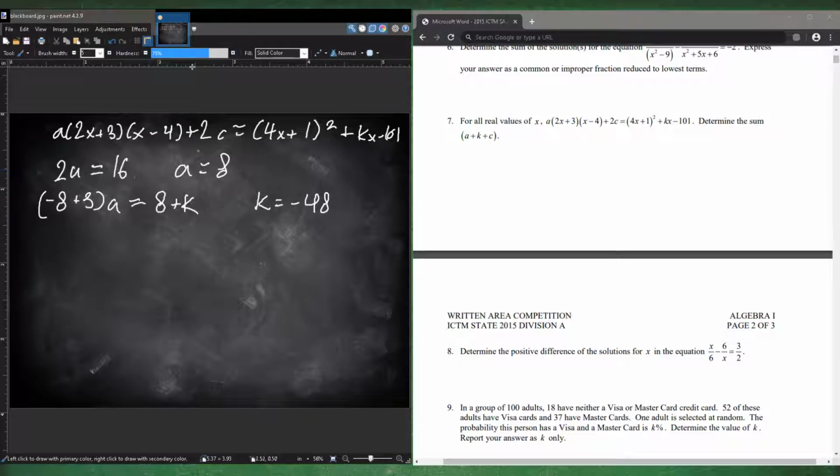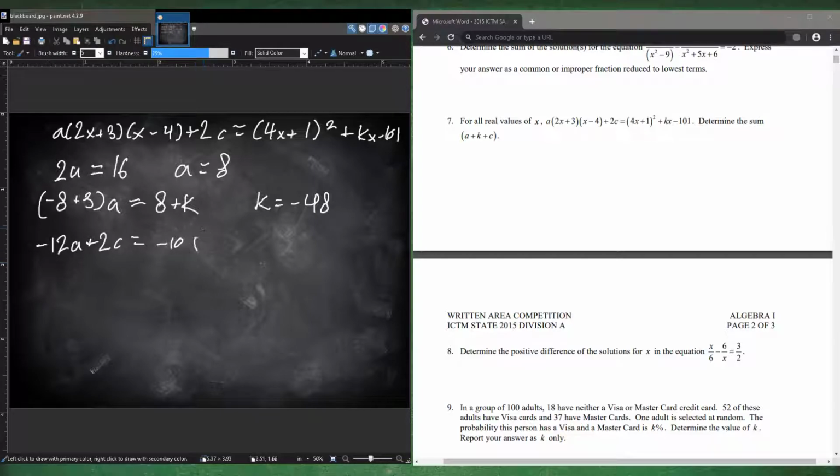Okay, now we need to find c. So the constant term here is 3 times negative 4, which is negative 12. So negative 12 times that a plus the 2c is equal to our constant here. So 1 squared is just 1. And the other constant here is negative 101. So subtract them, that's negative 100. We already know a is 8. So then negative 12 times a, it was negative 96. So on this side, you have to add that 96.